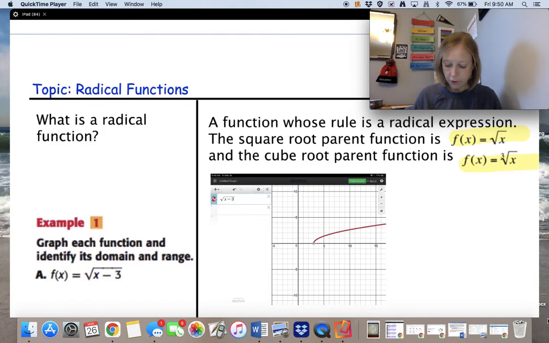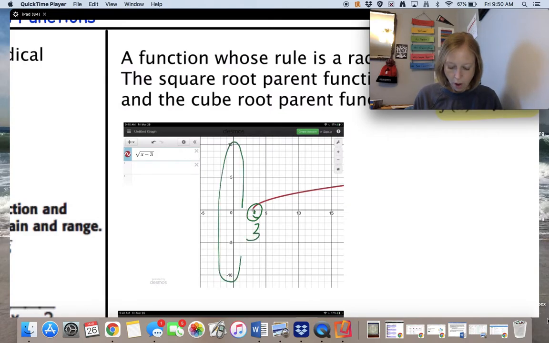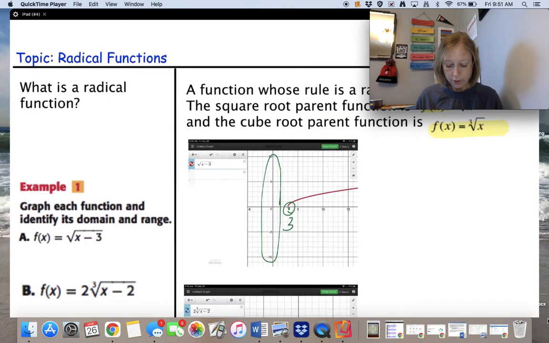Let's look at some features of this graph. We can see that it has an x-intercept right here at 3, and that there is no y-intercept of this graph. The graph is only above the x-axis, and if we think about that, above the x-axis, that would be the y values are all greater than 0, and the y values are the output. So the output of a square root function is always positive, and that makes sense because we can't take the square root of a negative.